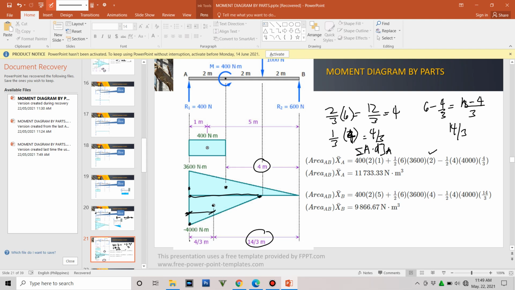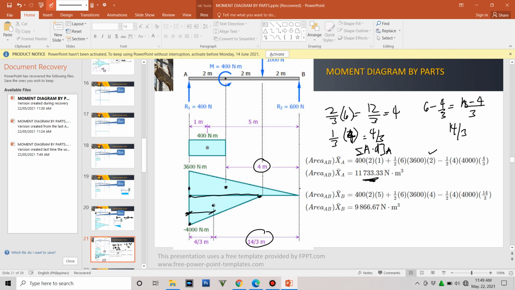Ano? 4/3. Itong centroid of this 4/3. So we come up with the moment of area about A, 11,733.33 newtons.